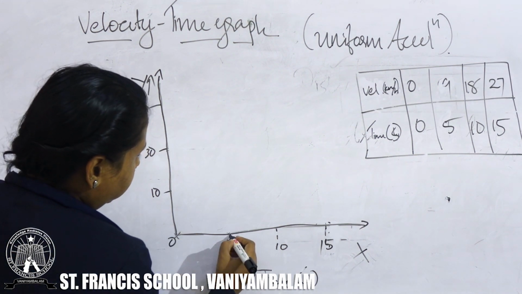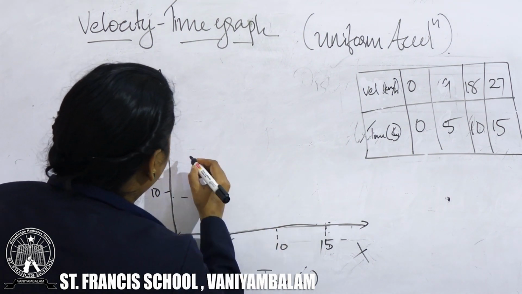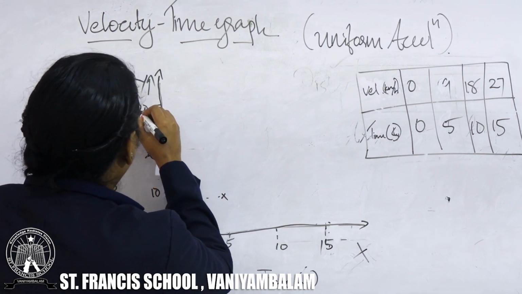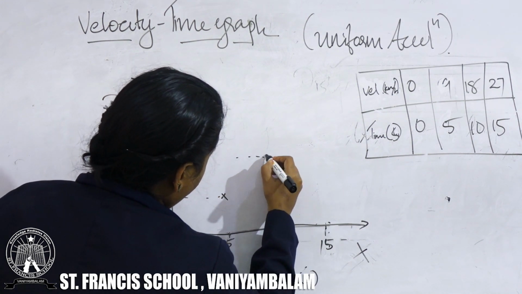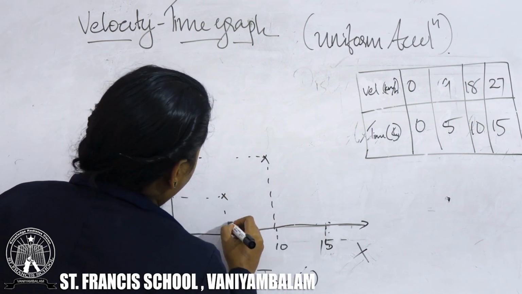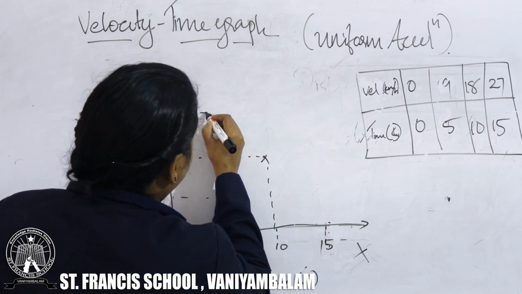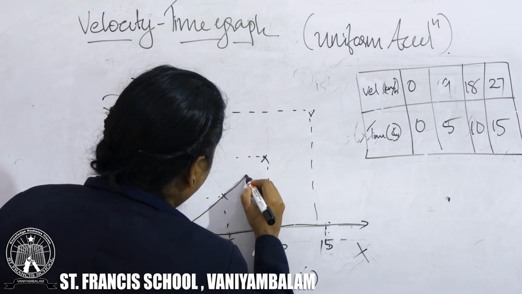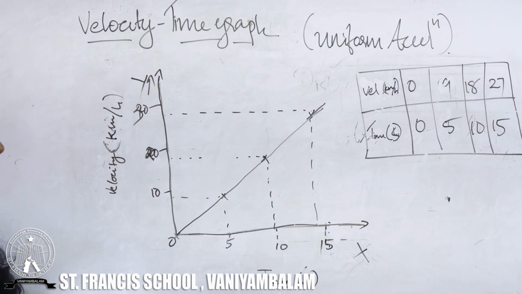First of all, it is 0, then at 5 it reaches 9, and for 10, it reaches 18. Then next, at 15, it reaches 27 approximately here. So definitely the graph will give a straight line. For uniform acceleration, the graph again will give a straight line.